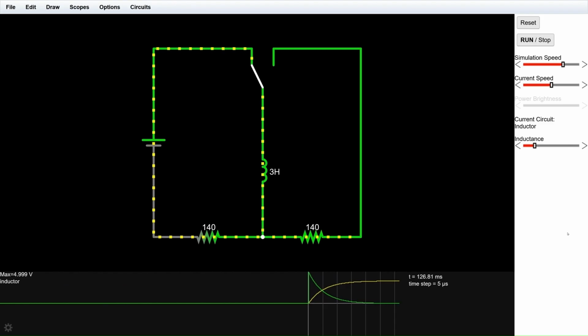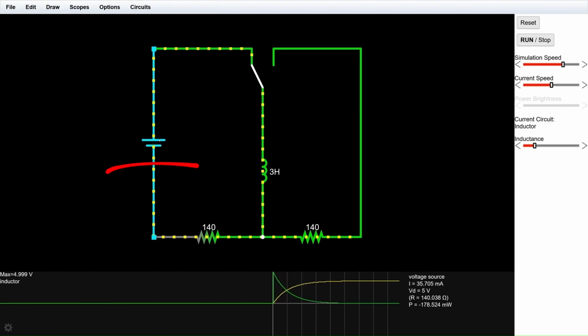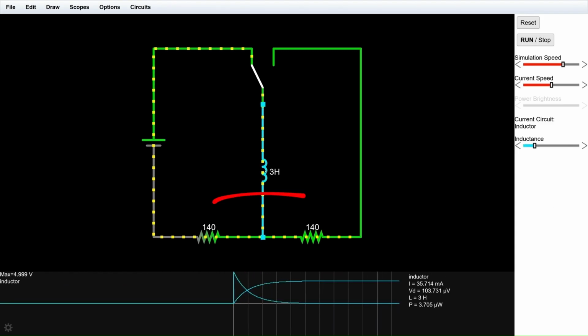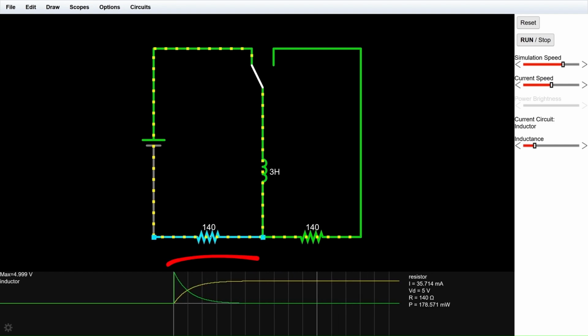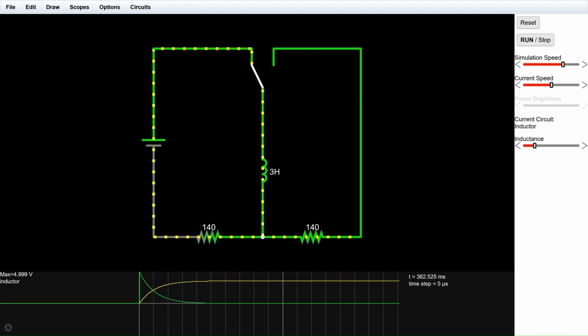In this circuit, we're using a DC voltage source, inductor, and resistor connected in series. The resistor limits the current, while the inductor stores energy in its magnetic field as the current increases over time.